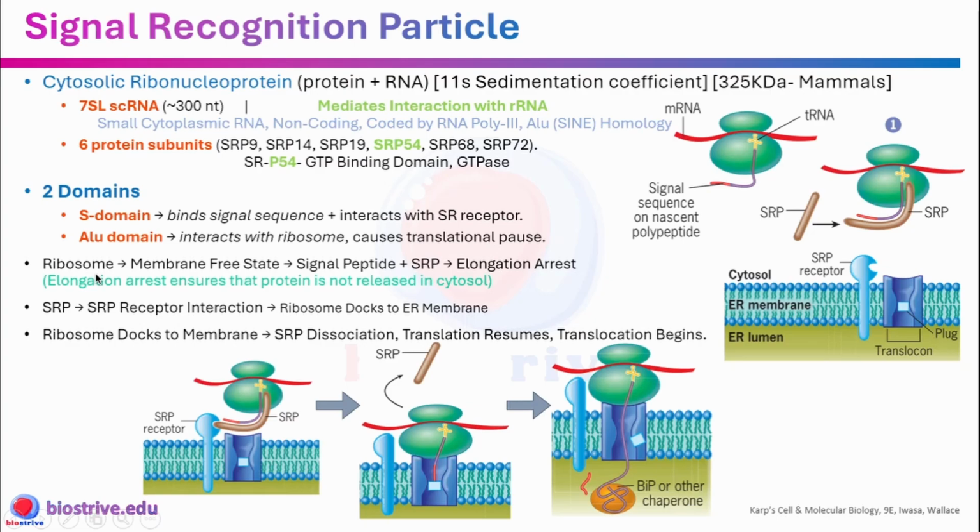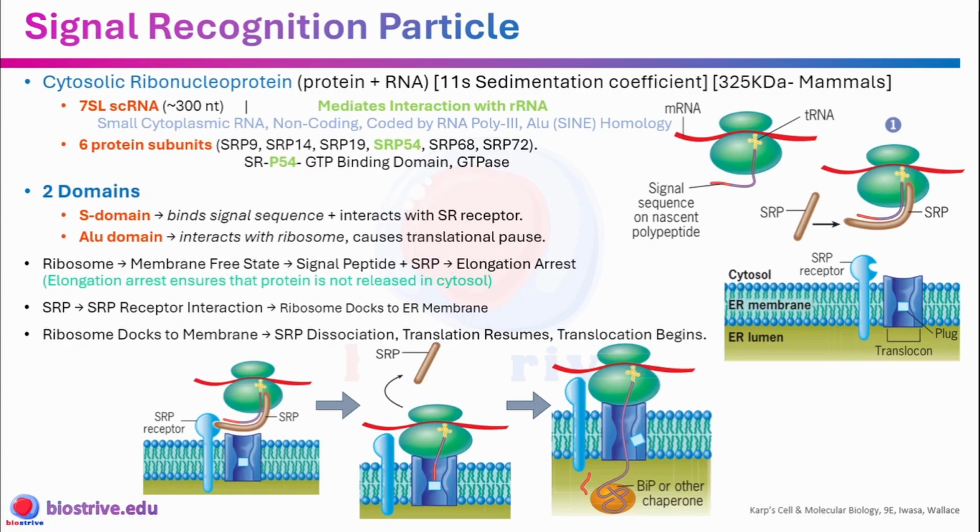Signal recognition particle is cytosolic ribonucleoprotein. It is having both protein as well as RNA. RNA is of 7SL small cytoplasmic RNA. It is non-coding RNA itself. It is transcribed by RNA polymerase 3 and it shows homology with ALU sequence, which we will study in transposon. There are 6 protein subunits arranged by their molecular mass like P9, P14, P19, P54, P68 and P72. The most important one is P54 because it is having both GTP binding domain as well as GTPase activity.